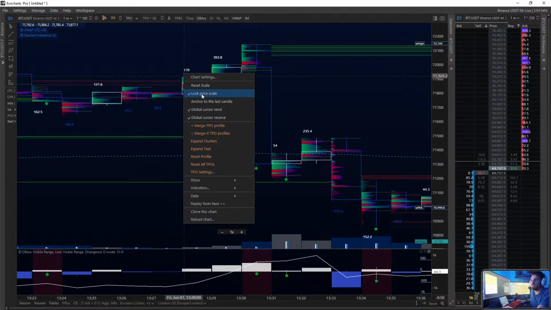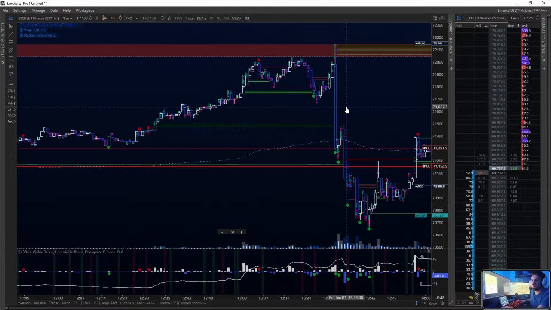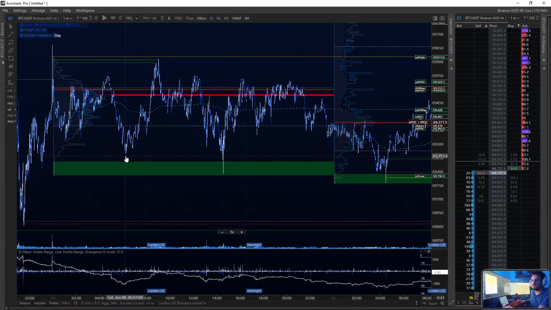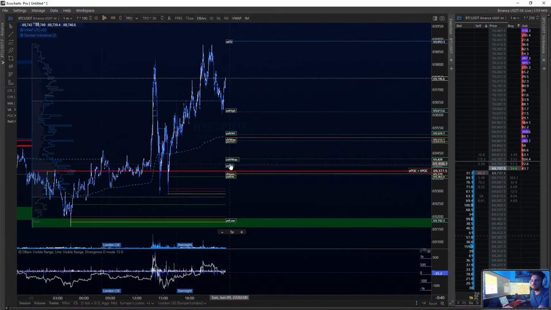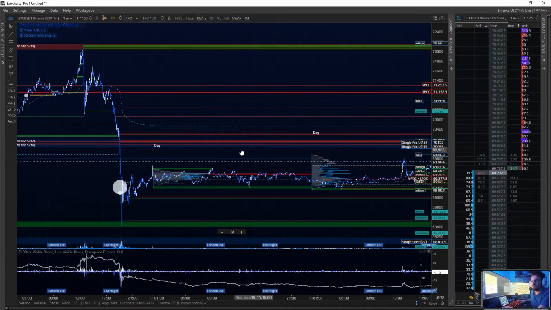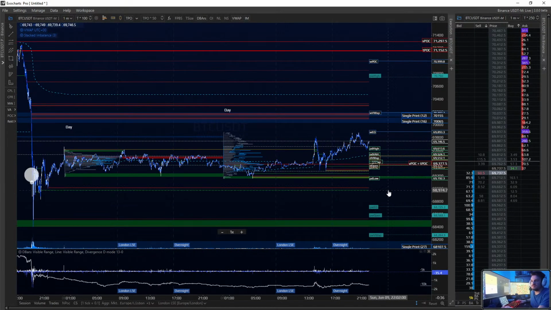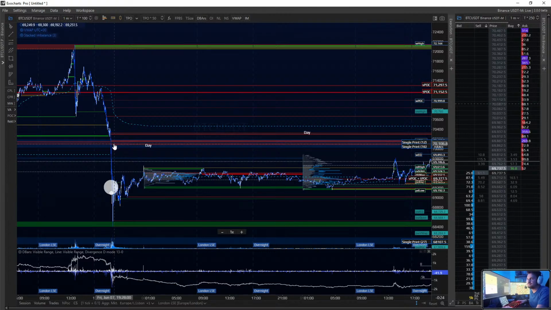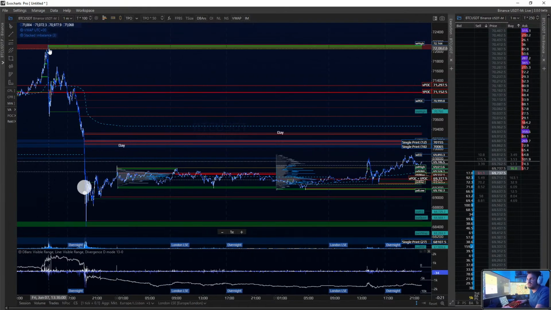Now let me reset this. What about further to the left side? These stacked imbalances are probably going to die. They will not hold. And those stacked imbalances up top, they're a really nice target. Really nice target.